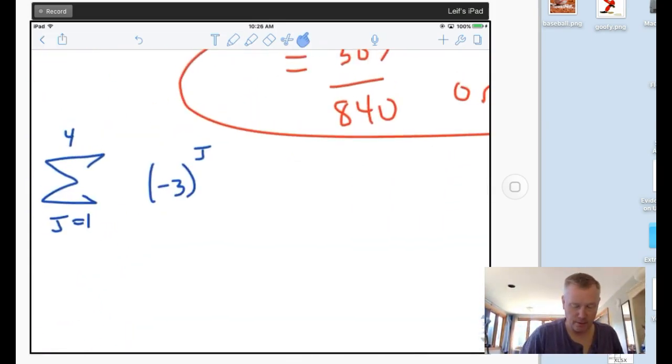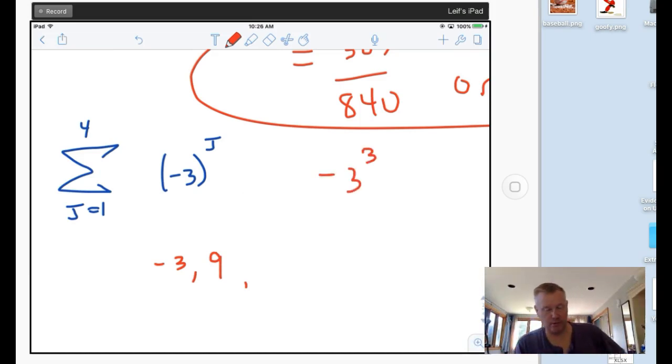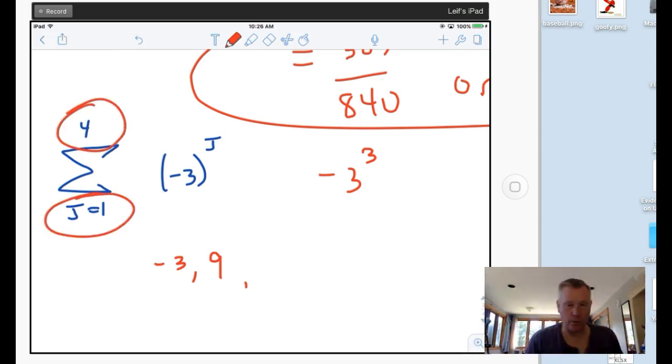7. This one, negative 3 to the j, starting with 1. So if I go negative 3 to the first power, that's negative 3. Negative 3 squared will give me positive 9. Negative 3 to the third power, just plugging in 1, 2, 3, 4 for j, because j goes between 1 and 4. This will give me negative 27, and next will be positive 81.